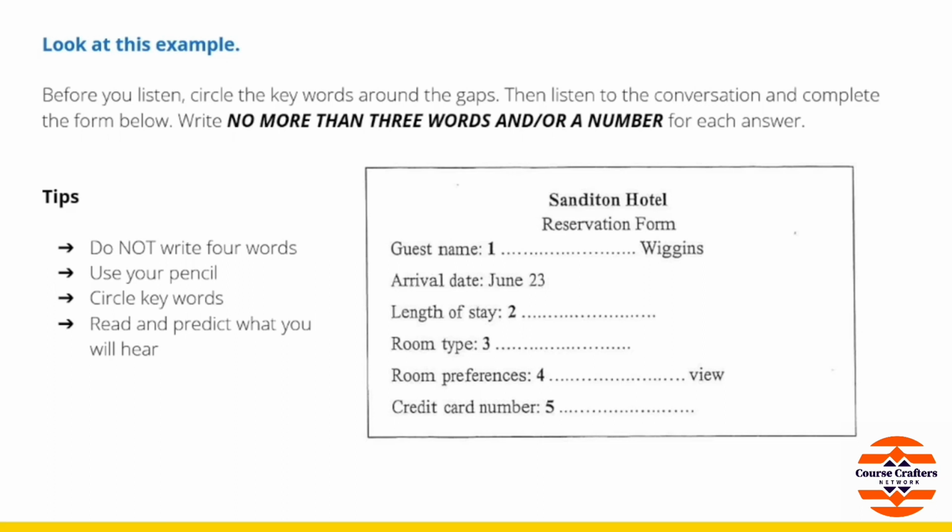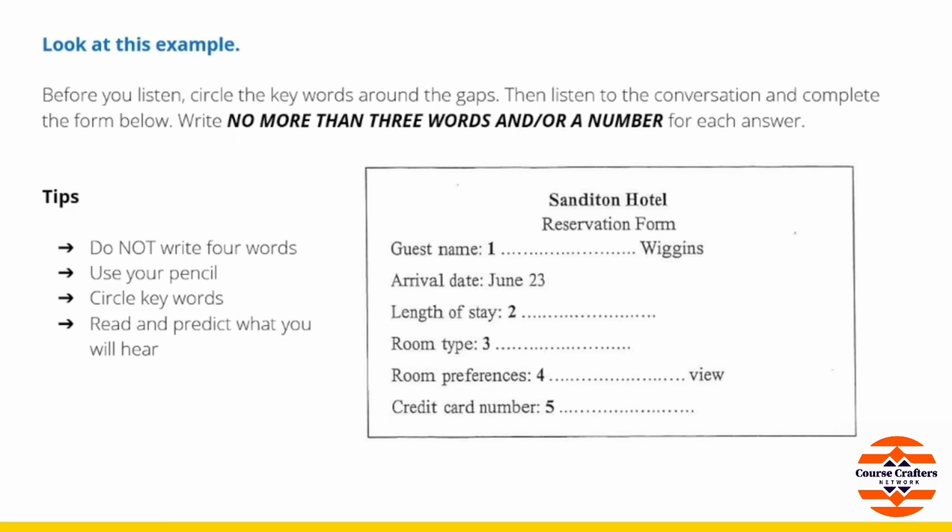The next one we have is the room preferences. Room preferences. So here you have to be very careful because you have number 4 gap, but then you have also the word view. So that has to be the word before the word view that you have to write down. And it has to make sense when you write this word down, and it has to be grammatically correct as well. So be very careful when you're listening for this information.